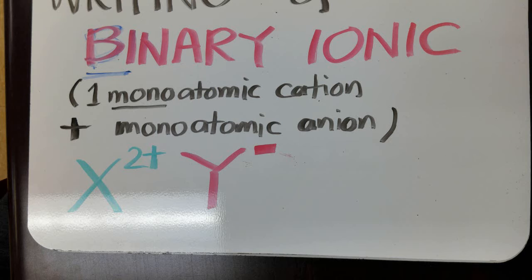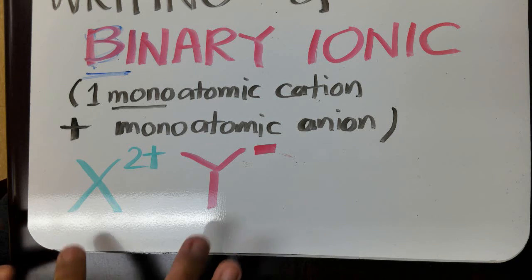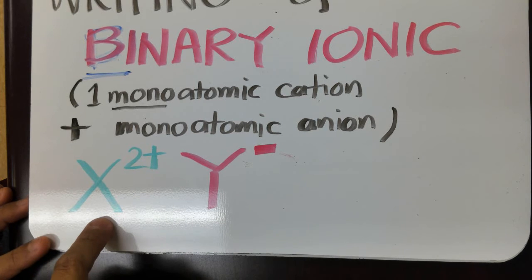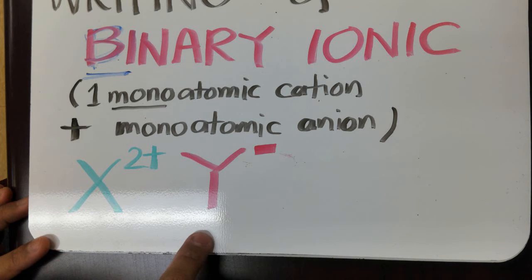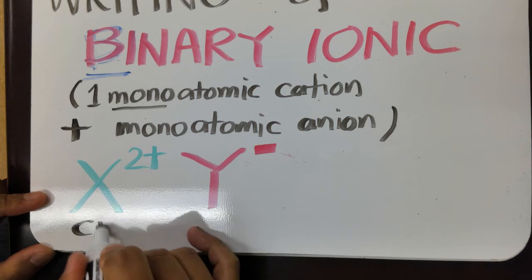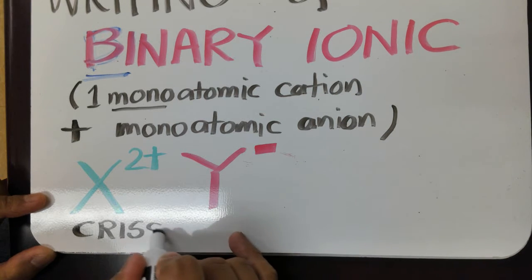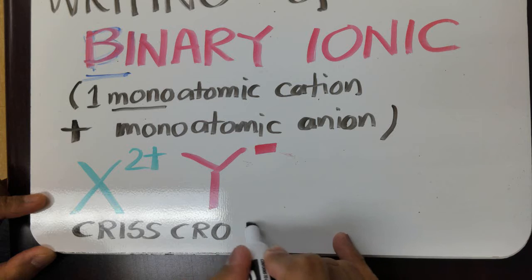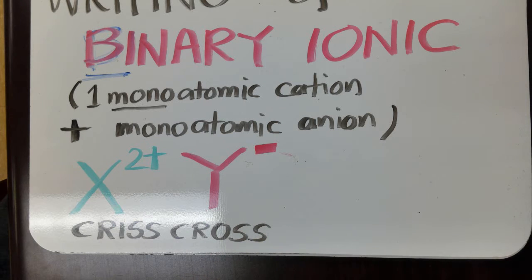So how do we write the chemical formula between a monoatomic cation and a monoatomic anion? Let me show you how. The process is what we call the criss-cross method. What's a crisscross? You know that a crisscross is like a cross, an X. So this is simply the way to do the crisscrossing.